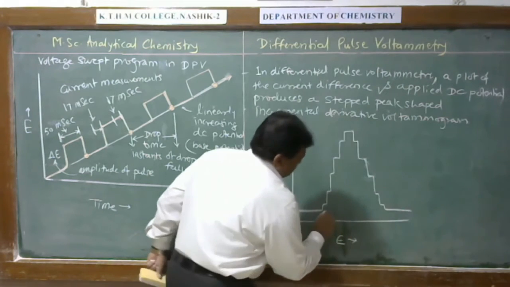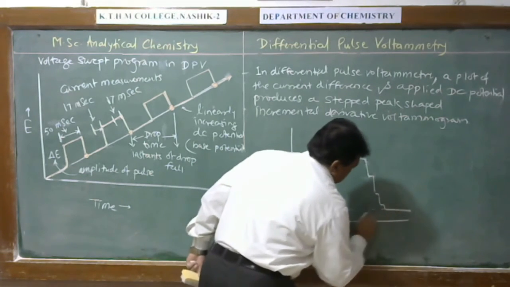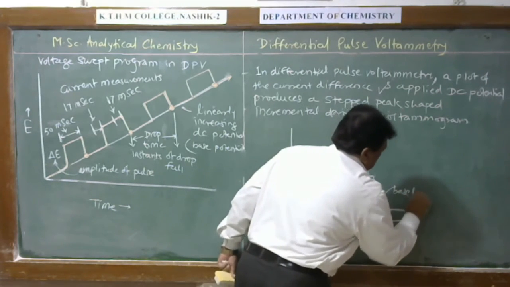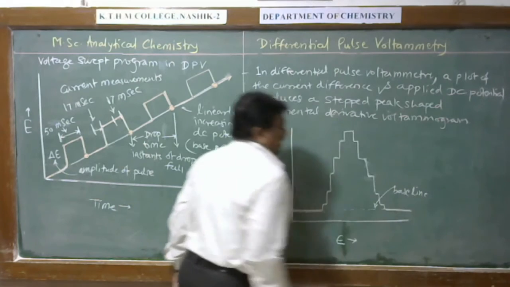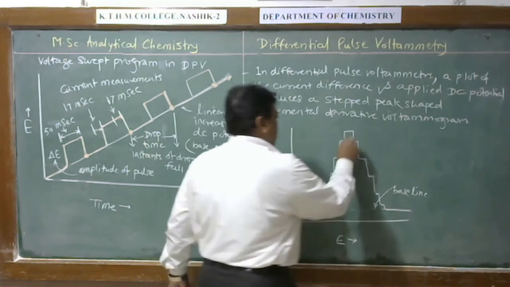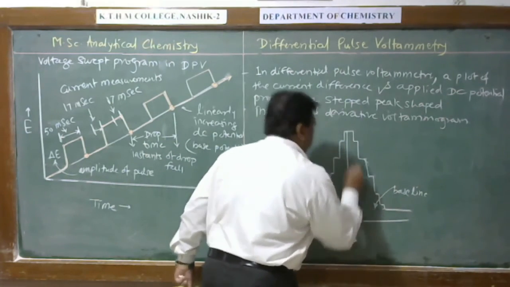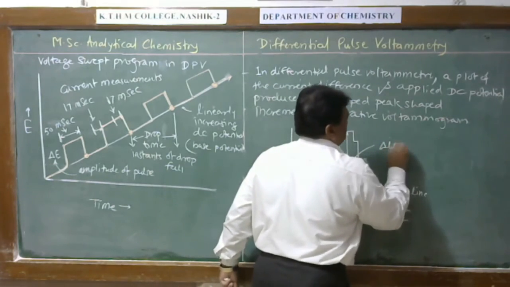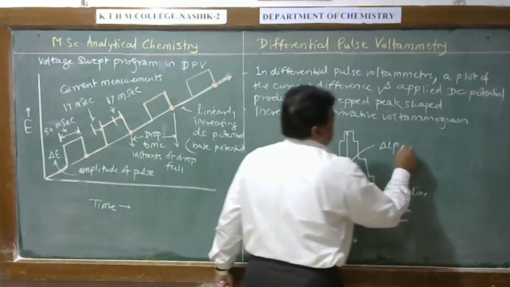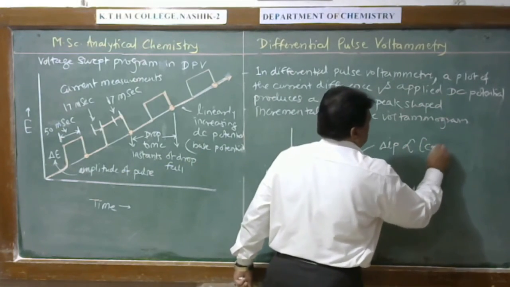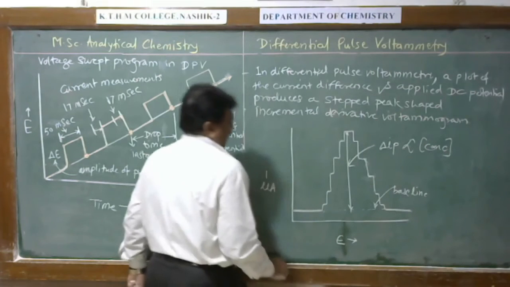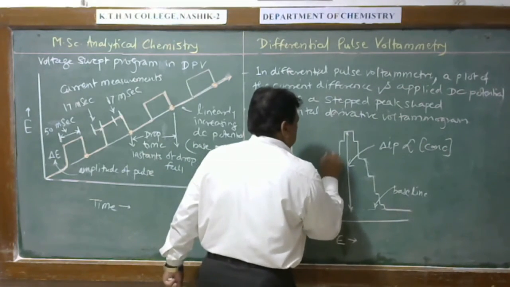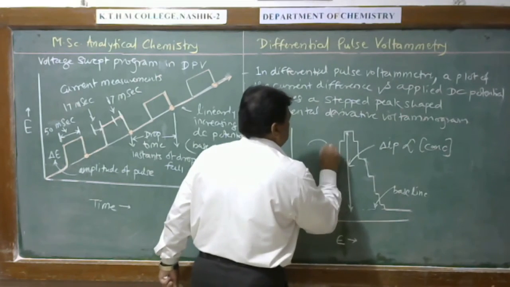Like this. From this point to this point, it is easy to draw the baseline. This is the baseline. Both baselines are free from noise. From this point to this point, we have a peak current, that is delta IP. This delta IP is directly proportional to the concentration of analyte. In this case, this time interval from this point to this point is the drop time.